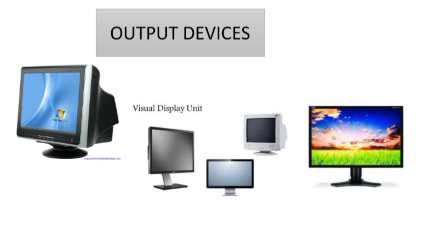The different types of output devices are the visual display unit, also known as monitor. Next is printer, then plotter, then liquid crystal display, that is LCD projector. Now first we are going to talk about visual display unit.